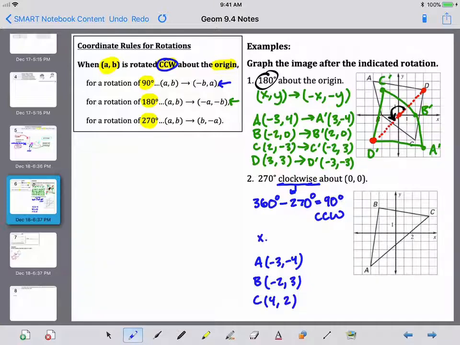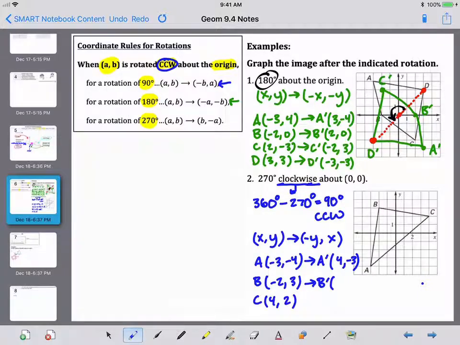So our rule, if we're starting with x comma y, it looks like we reverse the order. So y comes first, and then x, and then you make whatever y was opposite. Let's give that a try. So a prime, you're going to reverse the order. So flip the order, and then since y was negative, you make it opposite, and now you have a positive 4, comma negative 3.